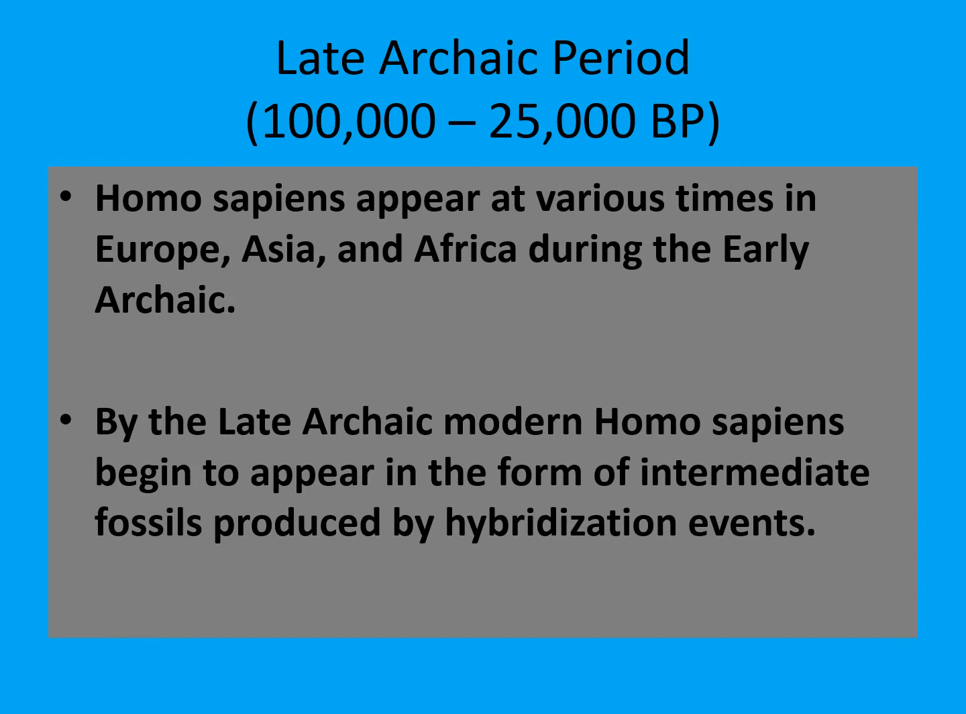And at this point, Homo sapiens appear, modern Homo sapiens, at various times in Europe, Asia, and Africa during this early archaic period. But by the late archaic period, modern Homo sapiens begin to appear in hybridized events. We start to see modern Homo sapiens that have a mix of both Neanderthal and Homo sapien features. We see Homo sapiens that have a mix of archaic and modern features, where the archaic features are more similar to what you would see in an earlier Homo erectus form.